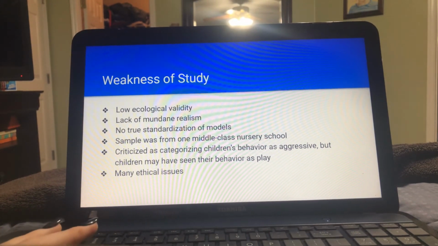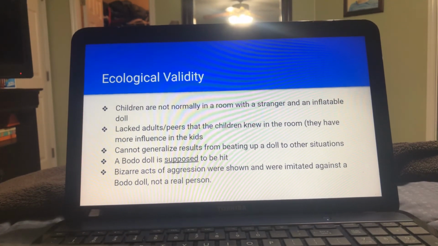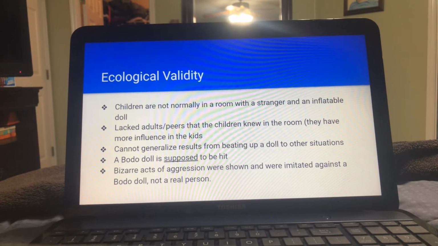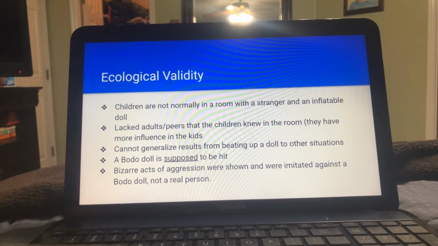Ecological validity. Children are not normally in a room with a stranger and an inflatable doll, so they might have been uncomfortable. The rooms lacked adults and peers that the children knew, which may have affected the children's behavior.